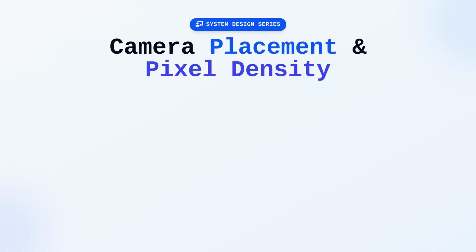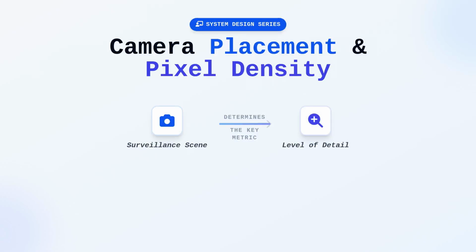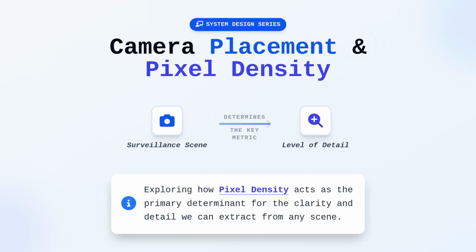Welcome back to our discussion on system design and camera placement. In this lesson, we will examine pixel density and how it functions as the primary determinant for the level of detail we can extract from a surveillance scene.